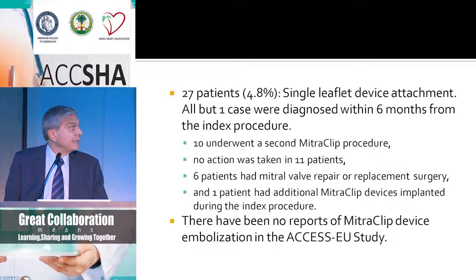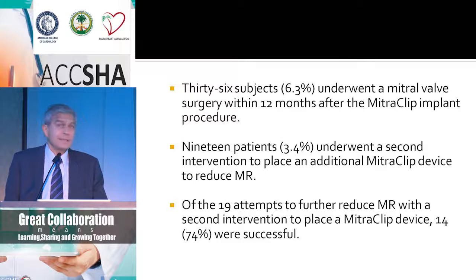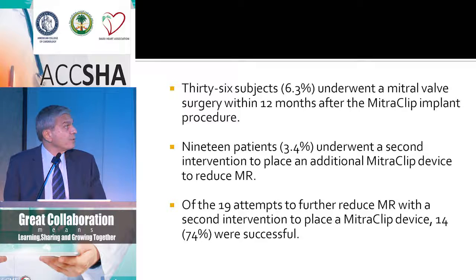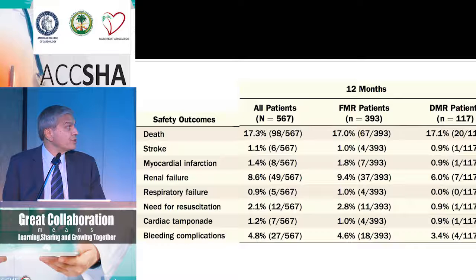You see that the mortality at 1 year was about 18% on the average. There was 4.8% of single leaflet device detachment, usually within the first couple of months, but no embolization of the clip. In this study, actually, about a third required 2 clips. 6.3% underwent a mitral valve surgery within 12 months. 3.4% underwent a second intervention to reduce MR. If you look at the death rate between the functional group and the degenerative group, that was the same at 12 months.